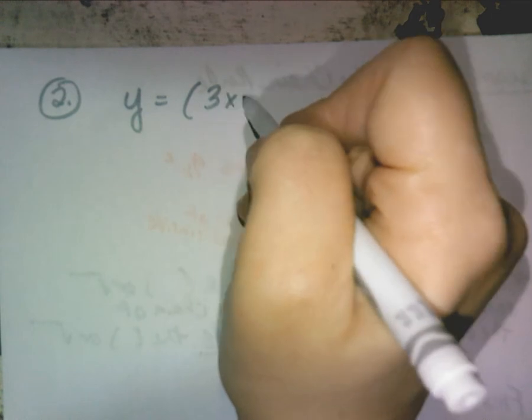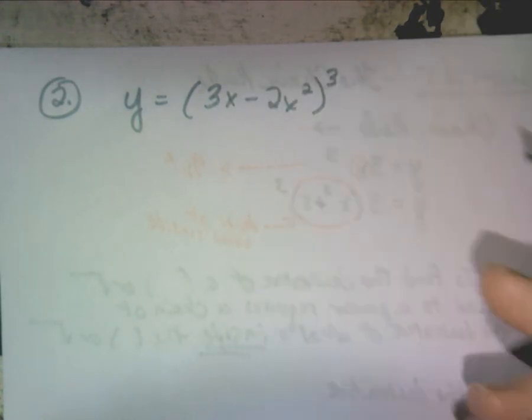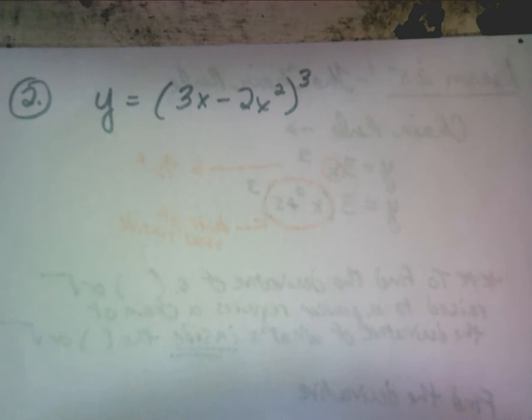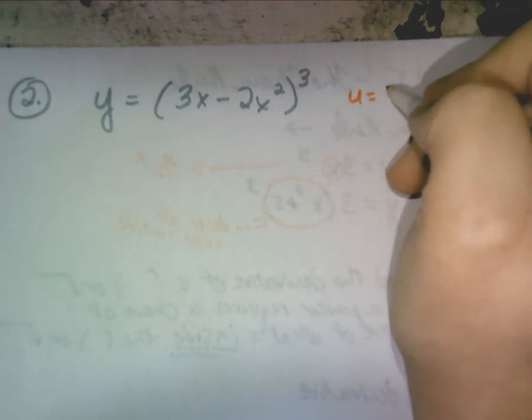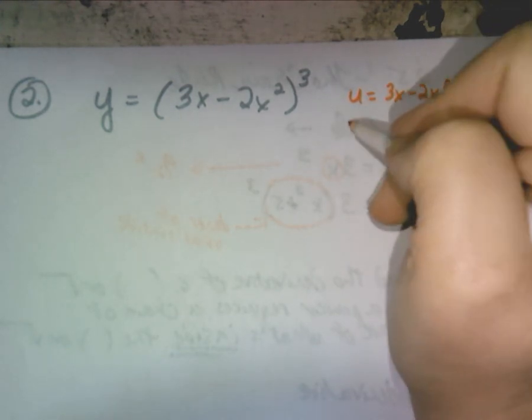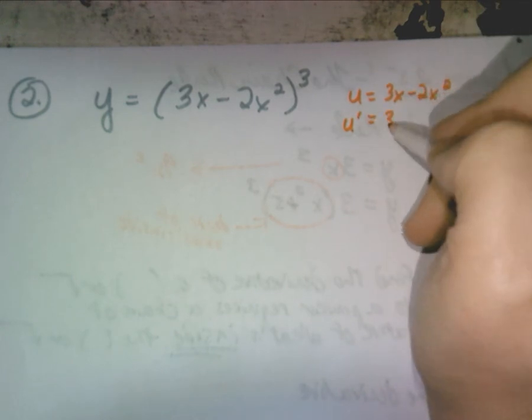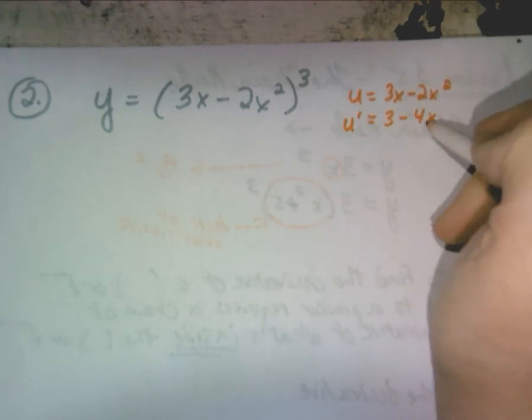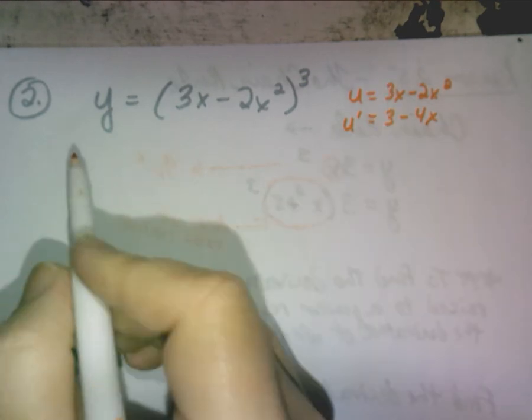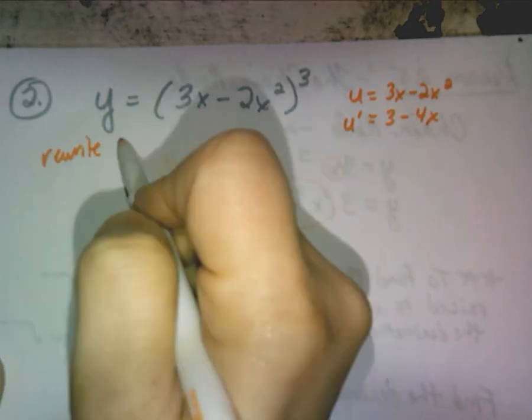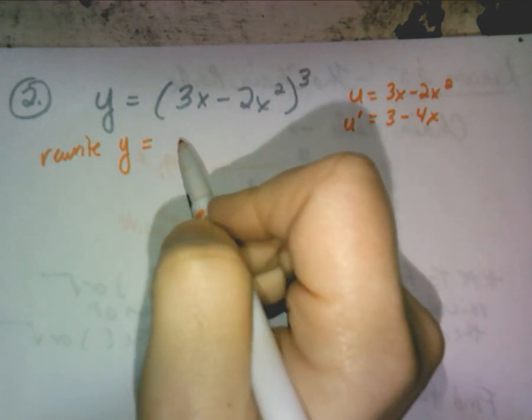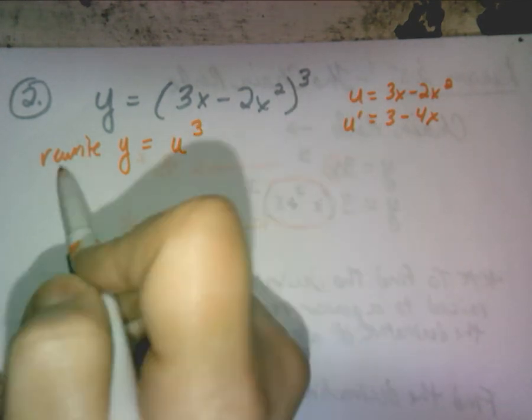y equals 3x minus 2x squared, the whole quantity cubed. All right, first thing you're going to want to do is establish your u. What's your u? 3x minus 2x squared. Take the derivative right now. 3 minus what? 4x, okay? You are going to rewrite this with u's. So this would be u to what power? u cubed. There's the rewrite.